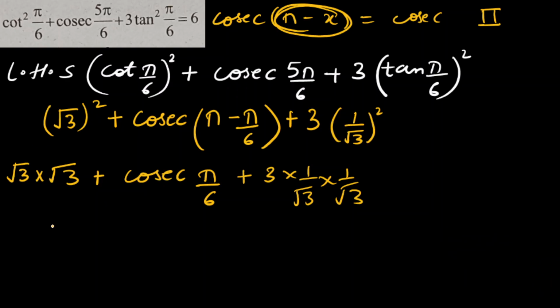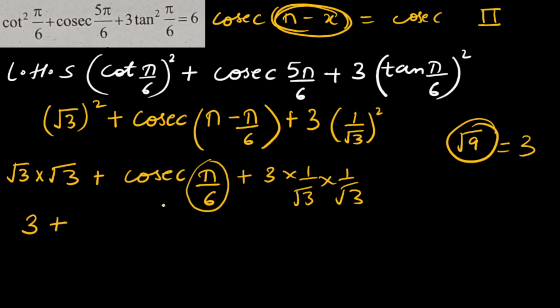So root 3 into root 3 is root 9, and root 9 is equal to 3. We know this thing. That's why whenever you multiply the root of a number with itself, you directly write that root 3 into root 3 becomes 3. Now cosecant pi by 6. Pi by 6 means 30 degree. Cosecant 30 degree is equal to 2, plus again root 3 into root 3. What will we get? Root 3 into root 3, like I told you, you directly write 3. So here 3 and 3 will get cancelled.